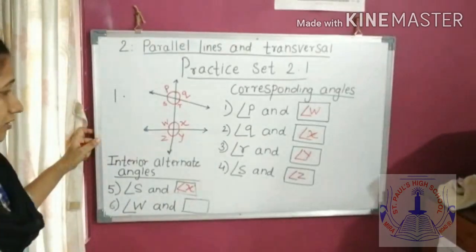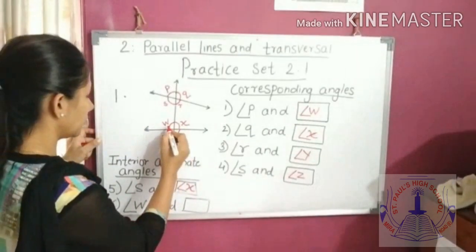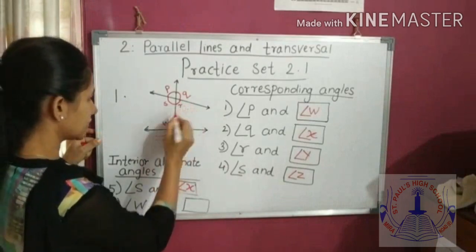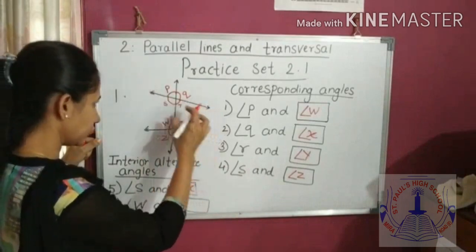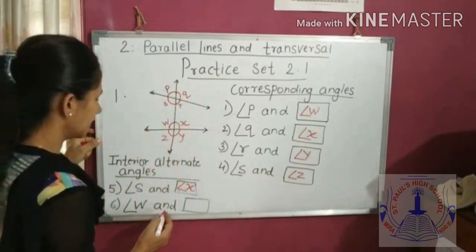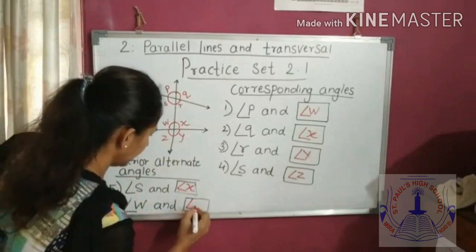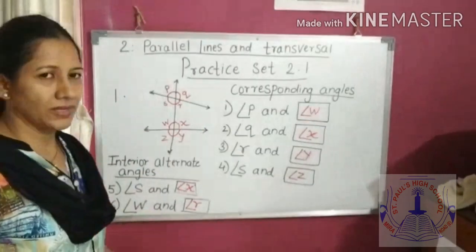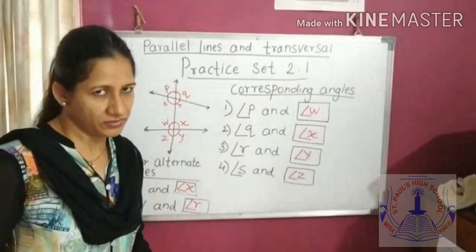I hope that is clear. Next, for angle W, we have angle R, because this is on the opposite sides of the transversal and inside the 2 given lines. So this is another pair of interior alternate angles, that is angle W and angle R. I hope this first question of practice set 2.1 is clear to you all.